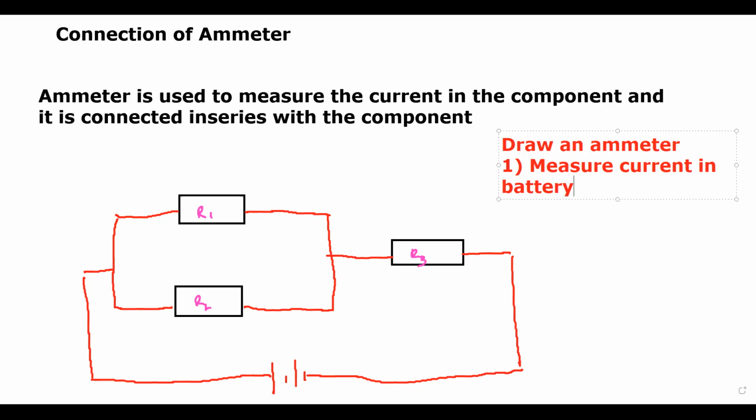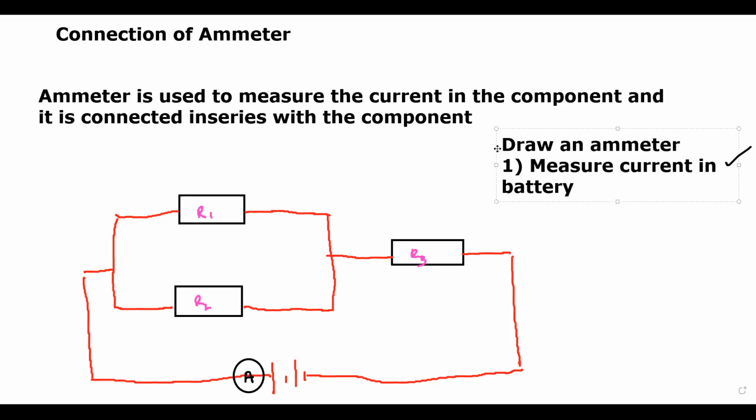If you want to measure the current in the battery, we should connect an ammeter, and an ammeter should always be connected in series. So how to connect an ammeter? This is a battery, so I can connect it before or after, anywhere. For example, I connected it before, and the symbol for an ammeter is A in a circle, so that is to measure the current in the battery.